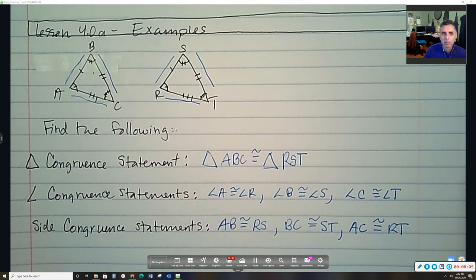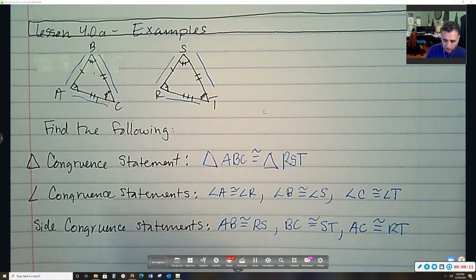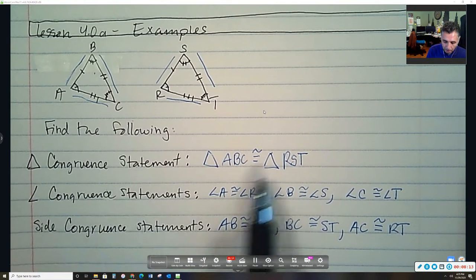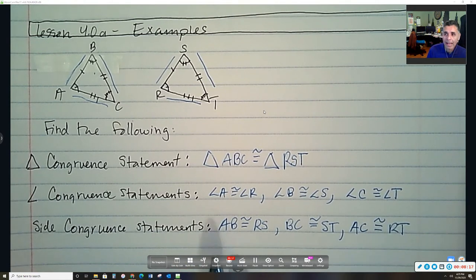Again, it's just based on the markings. What you guys are going to have to do, based on these markings, is write a congruent statement, or tell which angles are congruent to each other, and or tell which sides are congruent to each other. Okay, let's do some practice.